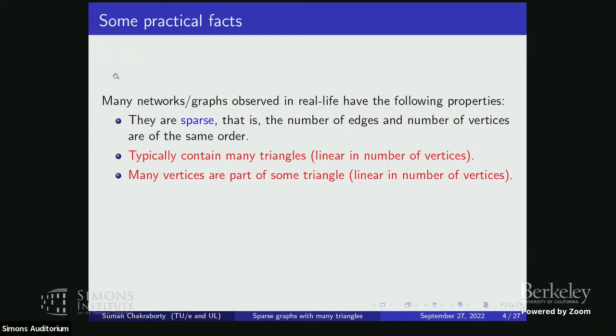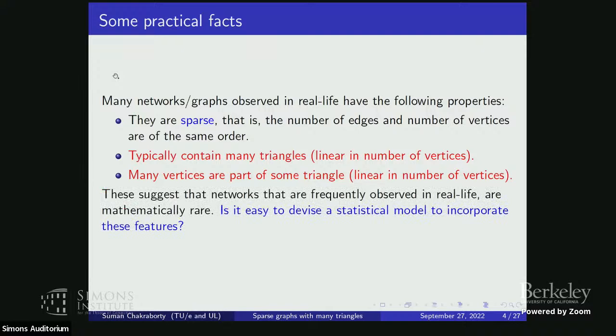So these are not mathematical facts. These are observed facts. So it is probably safe to say that these facts are not mathematically understood. So this suggests that the networks that are frequently observed in real life are mathematically rare. So the question is, can we still devise a mathematical model to understand this phenomenon and to generally understand it? So now I will go into a very specific model and tell you what that model does, and then we'll try to formulate concrete questions.